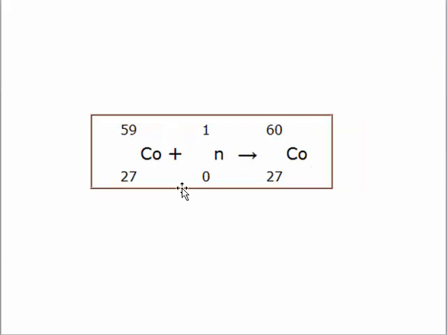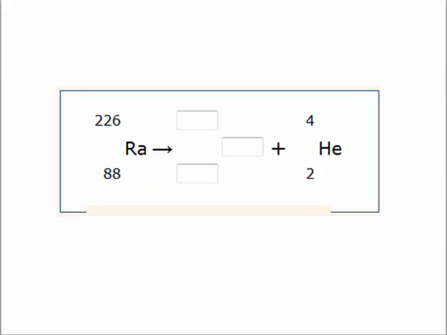Same thing, very similar here. You're adding a neutron. It's a fusion reaction. When it combines, you're just adding 1 to the mass of cobalt. Notice it's still cobalt because it has 27 protons, but you're adding 1 to the mass number because of the neutron being added.